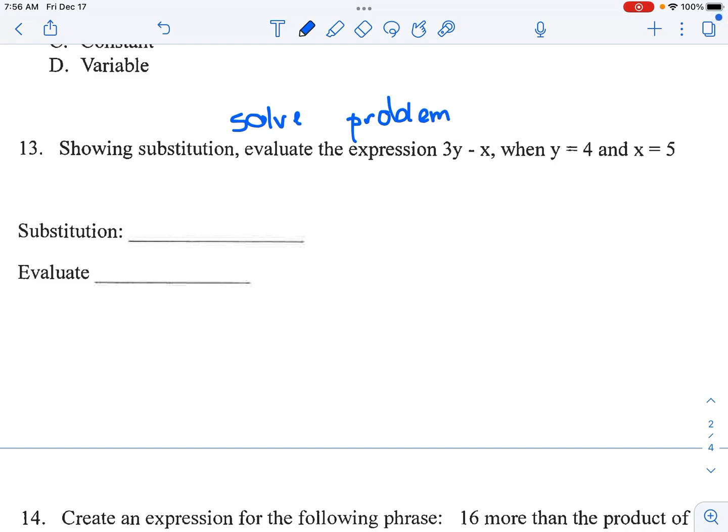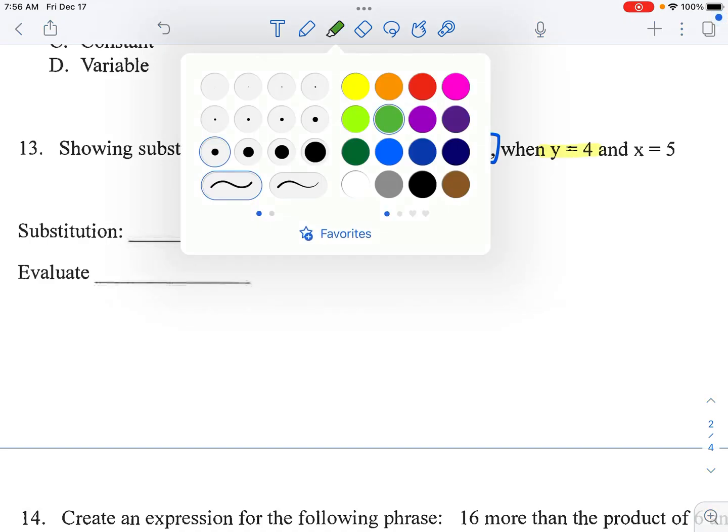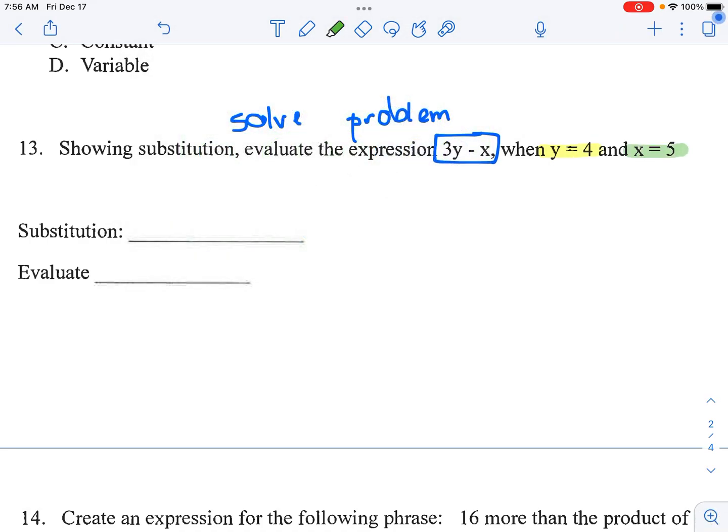Showing substitution, evaluate the expression, solve the problem, 3y minus x, when y equals 4 and x equals 5. So remember, the substitution is going to be 3 times y, so 3 times 4 minus x, minus 5. Evaluate, 3 times 4 is 12, minus 5 is 7.